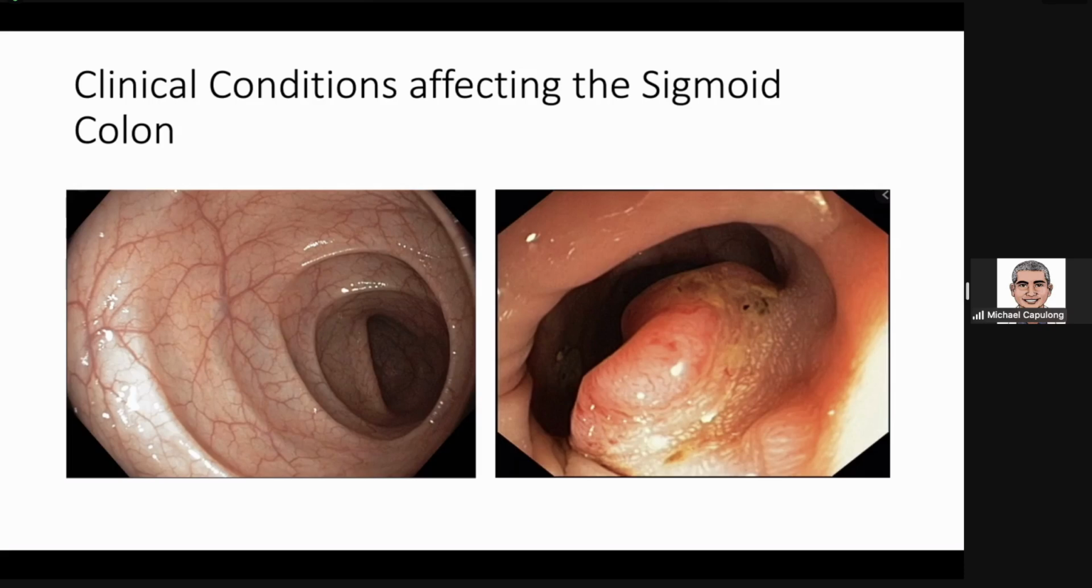You can readily appreciate a smooth mucosa with the presence of your haustra. Now on the right, a tumor is seen obstructing the lumen of the colon. This is your sigmoid colon cancer. As a form of treatment, surgical resection of the colon is needed to relieve the symptoms and possibly effect cure to these patients.